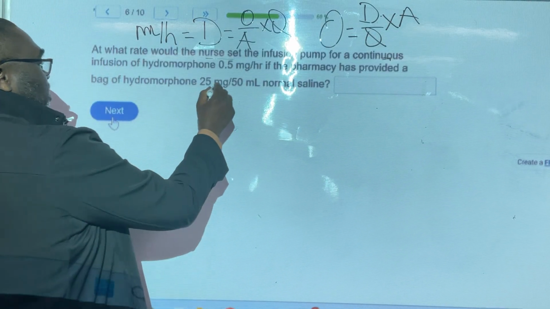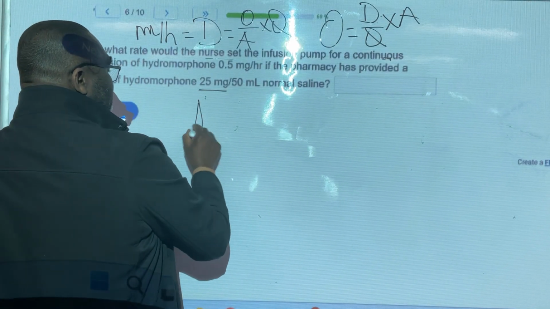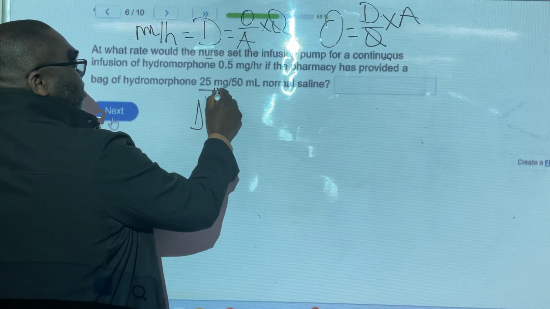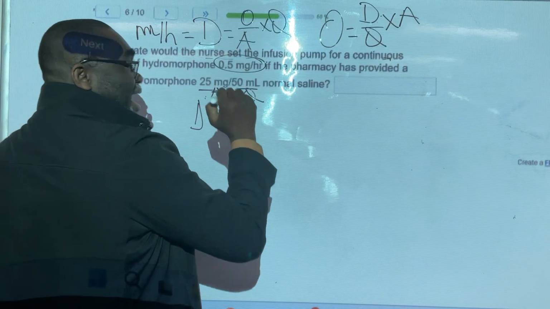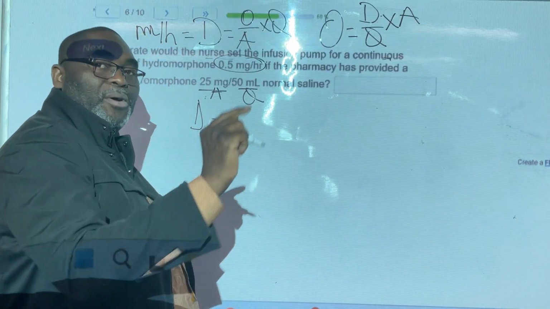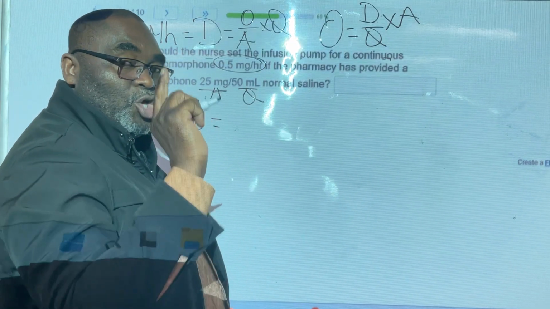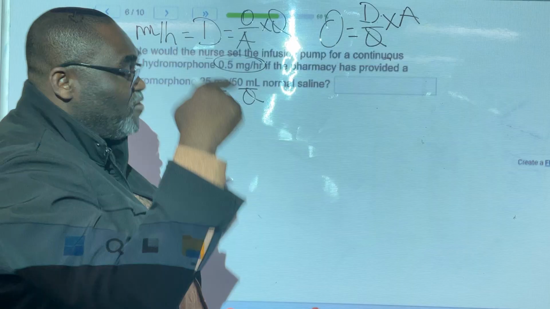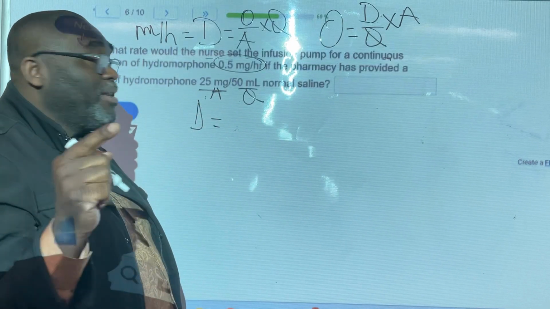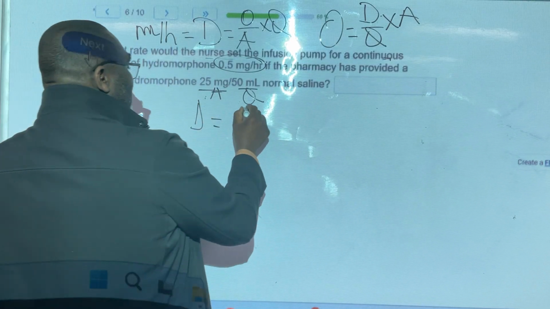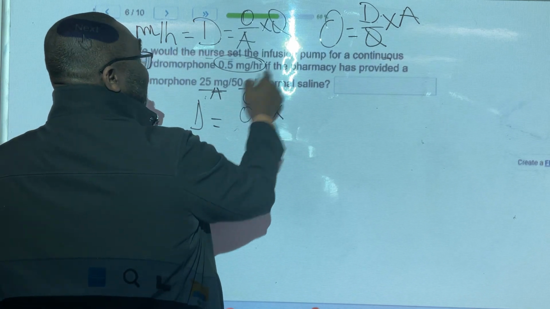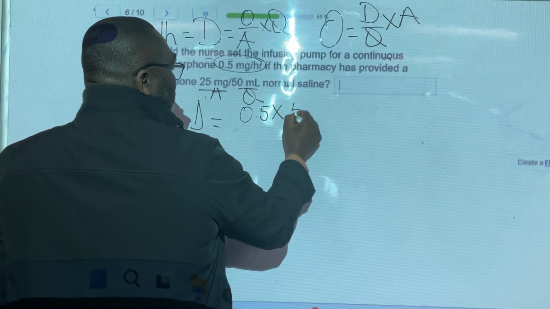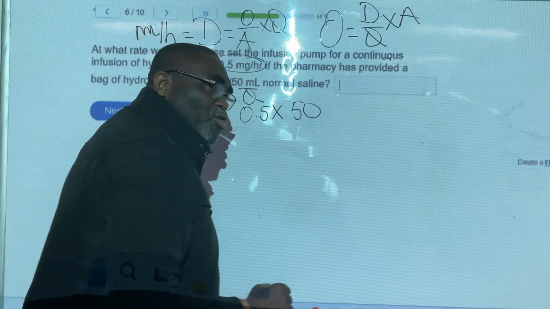So you know, this right here, I'm going to be on the dosage side. This is your available. That one is your quantity. Whatever that has per hour or per minute, it will be your order, except for milliliter per hour or milliliter per minute. So we're going to do our order, which is 0.5. We're going to multiply that by quantity, which is 50. But Mr. Siba, how do you know quantity?